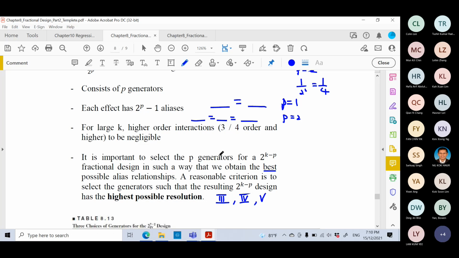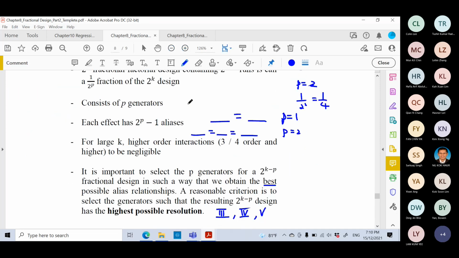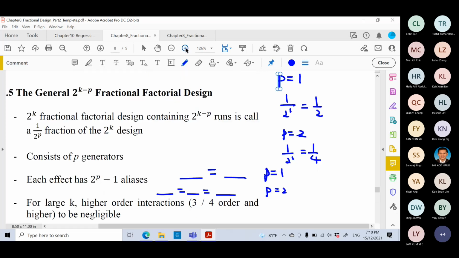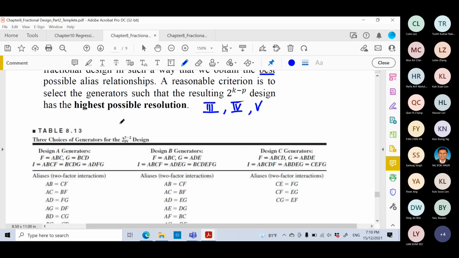So I will give you the following example here. You can observe it. This is one of the possible choices. In this example, there are 3 choices of generators because you have many possible generators. So which generators should be considered for the 2^(7-4) design for resolution number 4? All these choices will lead to the same resolution.